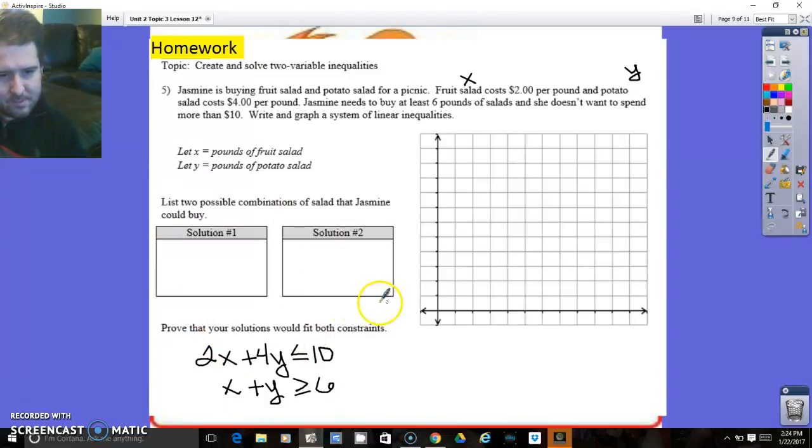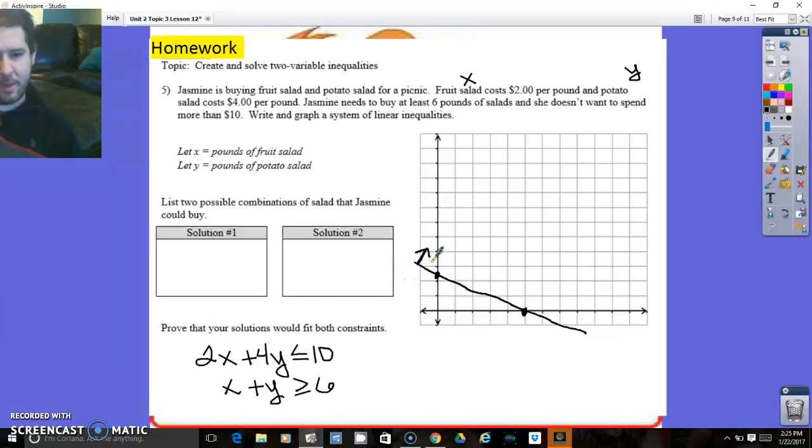10 divided by 2 is 5, so an x-intercept of 5. 1, 2, 3, 4, 5. 10 divided by 4 is 2.5. Whoops, I don't know what happened there. 1, 2, 2.5 would be right there. All right, okay, that was not a very good straight line. I wish I had the straight line tool, but I don't on this ActivInspire. It had to be greater than that, so that would be everything above it.